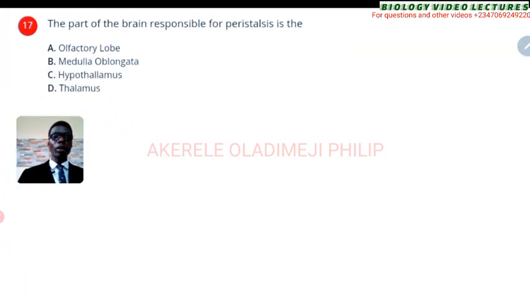The part of the brain responsible for peristalsis is, okay, what's peristalsis? Peristalsis is a process whereby food moves through the alimentary canal. It's like a wave-like contraction of food. So as food moves through the esophagus, it's like a contraction segment, relaxation segment. As it contracts like that, it pushes food all through, as it moves through the gut, through the alimentary canal or gastrointestinal tract. Now that process is involuntary. We don't know it. You can't tell me now that you know food is moving through your gut. You don't know that.